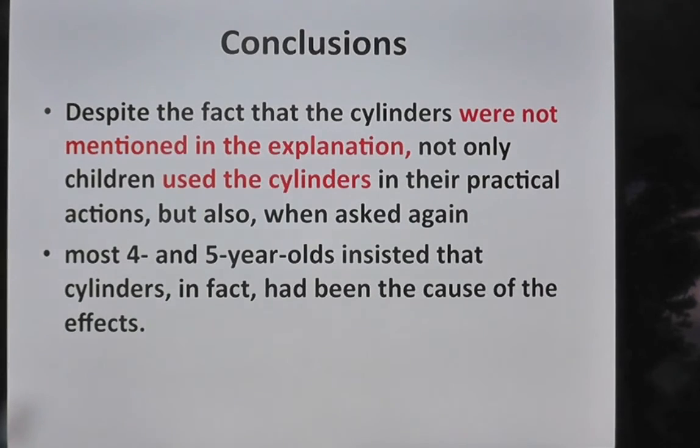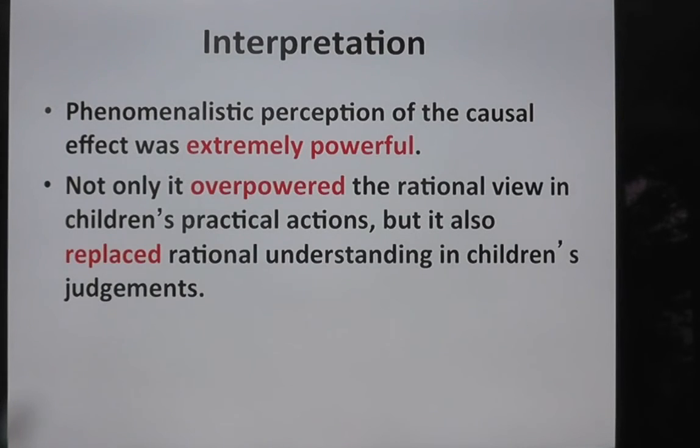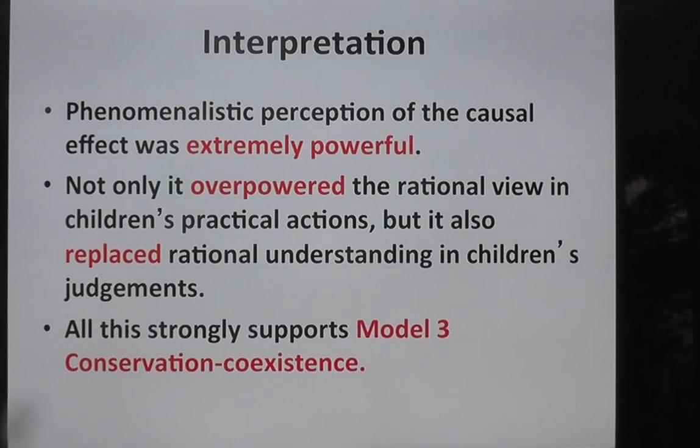We can therefore conclude as follows. Despite the fact that the cylinders were not mentioned in the explanation, not only children used the cylinders in their practical actions, but also, when asked again, most 4- and 5-year-olds insisted that cylinders in fact had been the cause of the effect. This means that phenomenalistic perception of the causal effect was extremely powerful. Not only did it overpower the rational view in children's practical actions, but it also replaced rational understanding in children's judgments. All this strongly supports Model 3, conservation, coexistence.